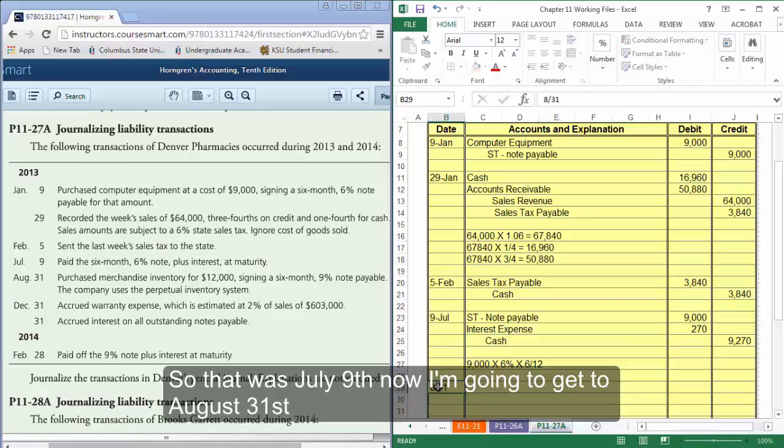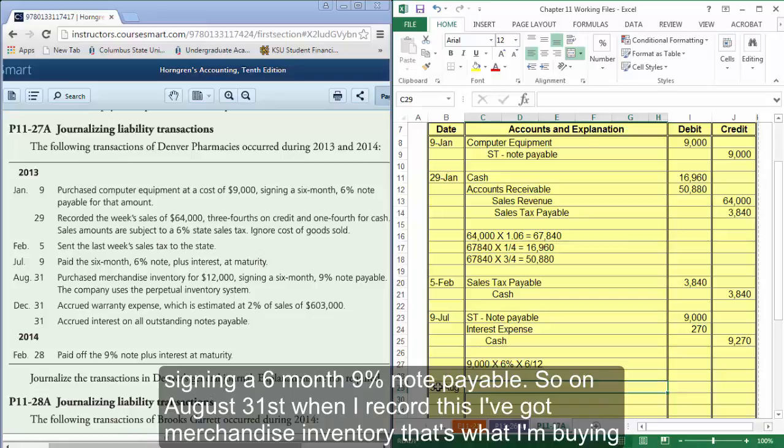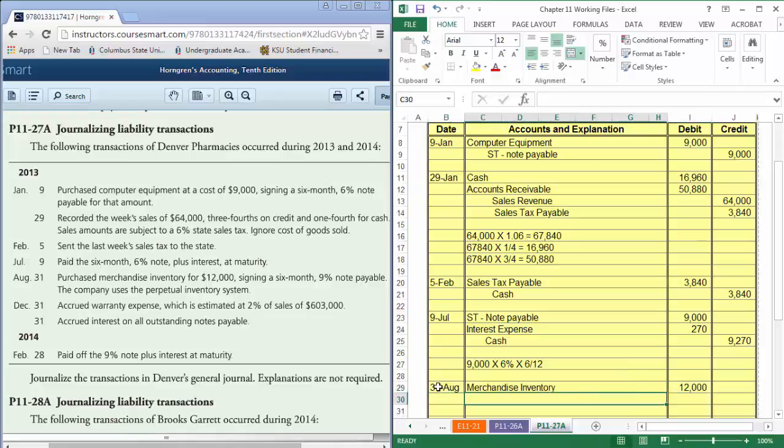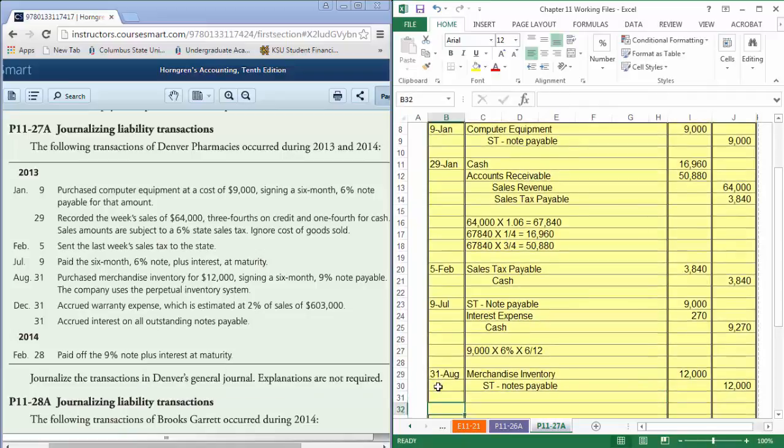Now I'm going to get to August 31st. August 31st, we purchased merchandise inventory for $12,000, signing a 6-month 9% note payable. All right. So on August 31st, when I record this, I've got merchandise inventory. That's what I'm buying. Right. And I'm going to credit short-term notes payable.